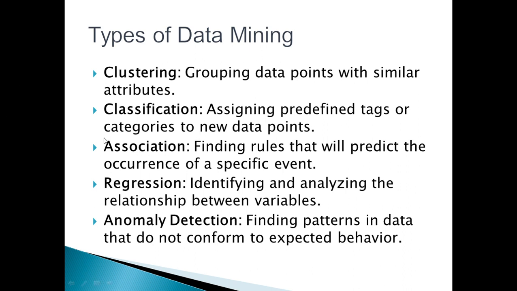So the next is association. Association basically seeks to find rules that predict the occurrence of a specific event. That we call association. It is widely used in market basket analysis.